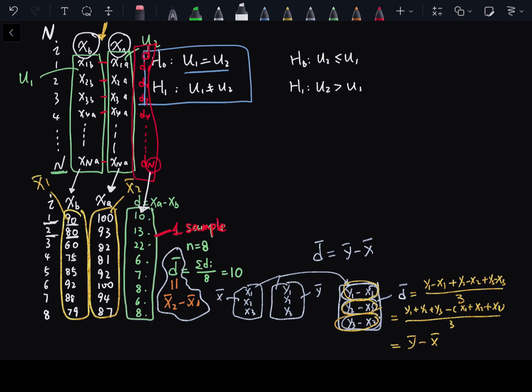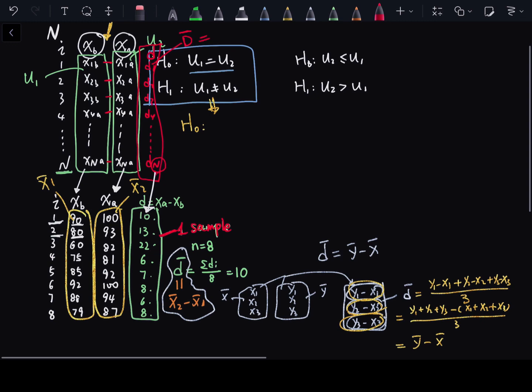Okay, so now you can actually rewrite this alternative and null hypothesis. Let me rewrite this. The null hypothesis: the population mean, let me just use d bar, is 0 because there's no difference, right? The average of the difference is 0, meaning mu2 minus mu1 equals 0. So d bar equals 0. Alternative one is d bar not equal 0.